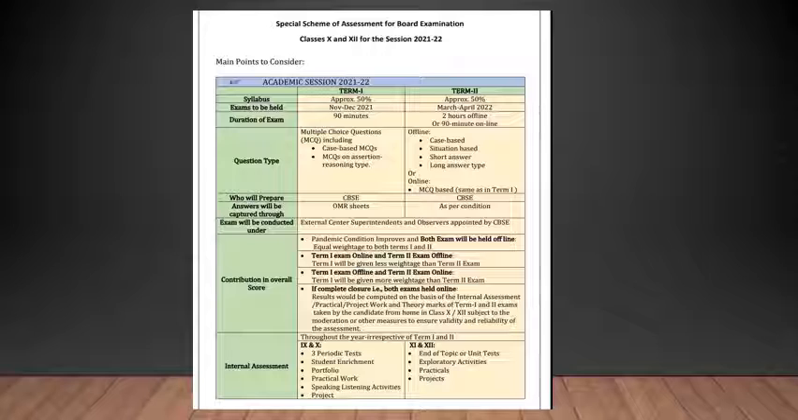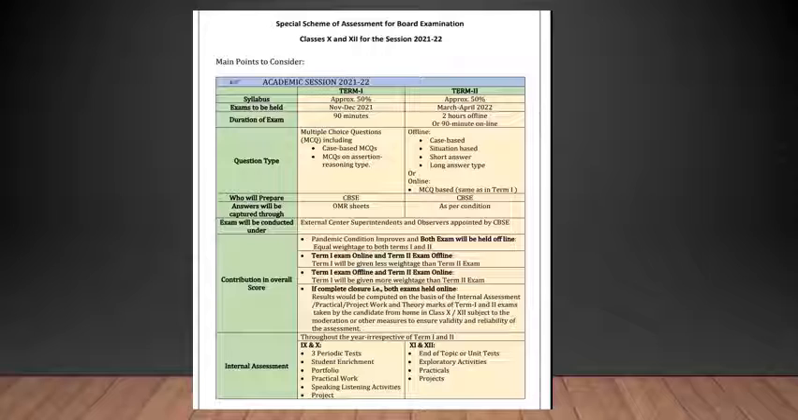If it's online, if there are no physical classes, and the examination is not going to be in the centers, then in that case it will be an online examination. So who will prepare the question paper? In the case of both, it is going to be CBSE. Answers will be captured through OMR. OMR sheets will be provided, and depending upon the condition, they will decide whether OMR sheets or paper.